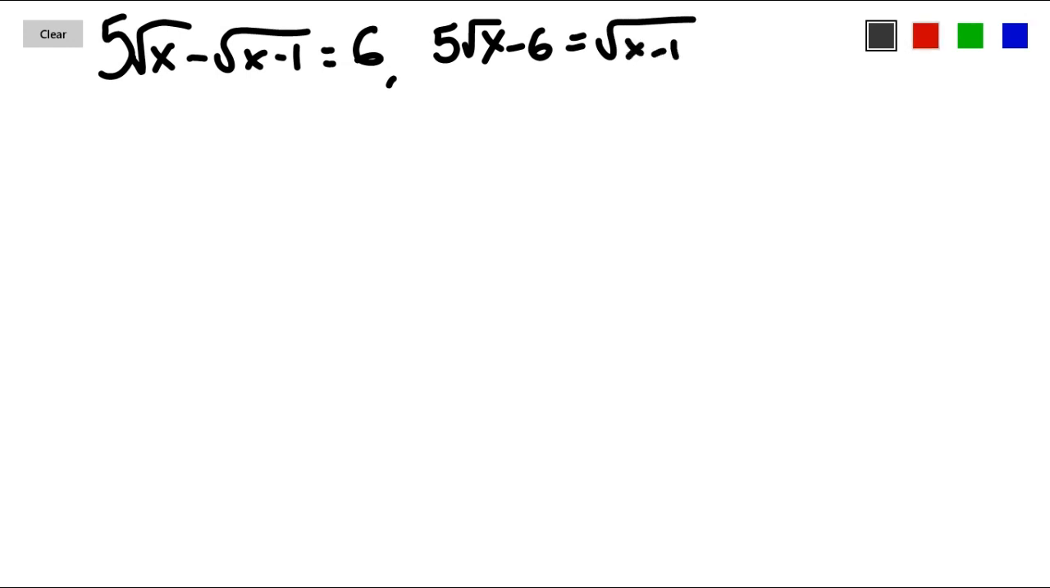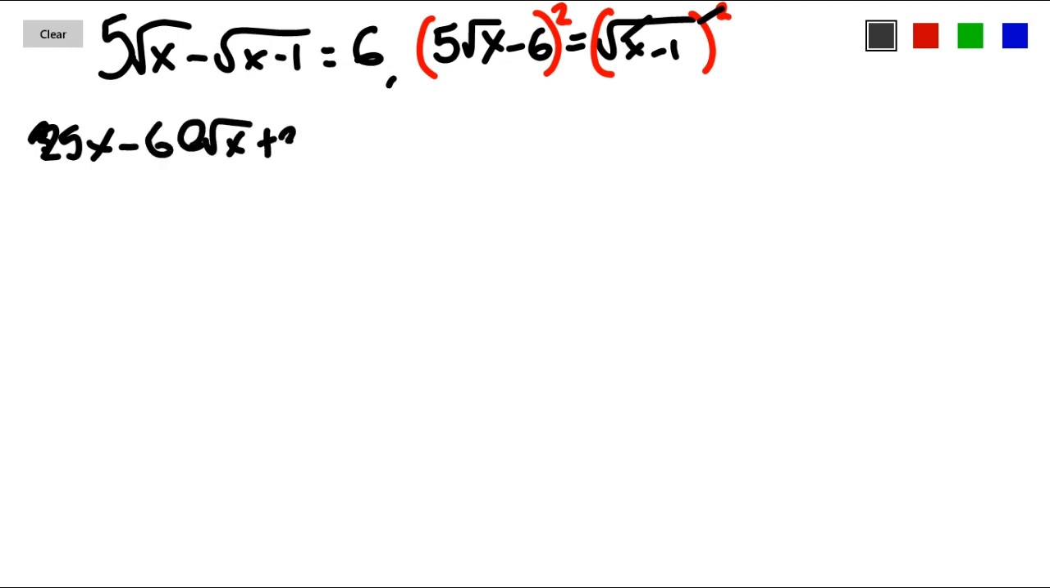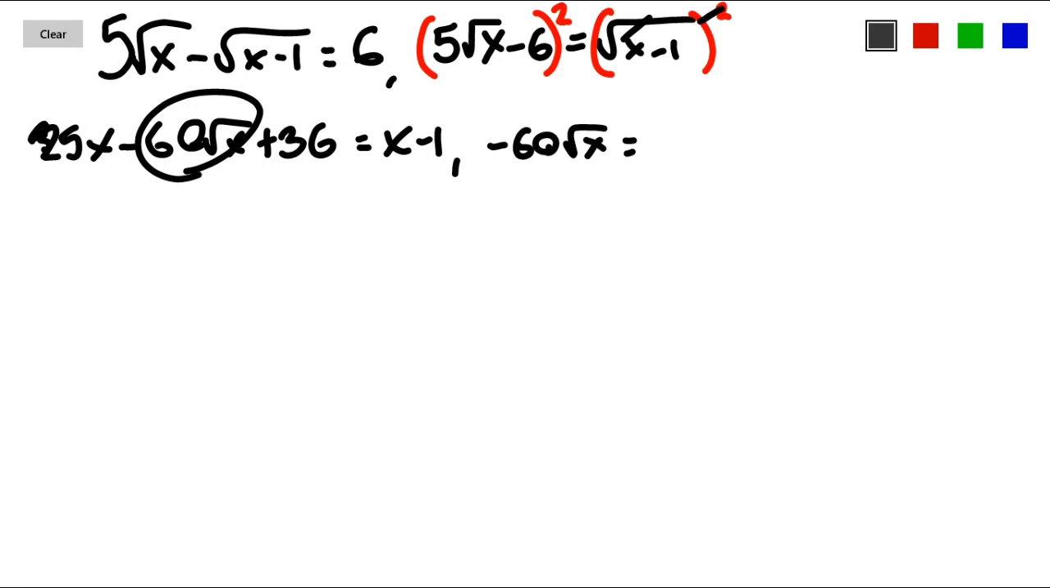And when I do that, I am able to square both sides of the equation so that I can cancel the root on the right hand side. And what I end up with is 25 times x minus 60 times the square root of x plus 36. And this is equal to x minus 1. And so again, I'm going to take this middle term and isolate it by subtracting 25x and 36 on either side.